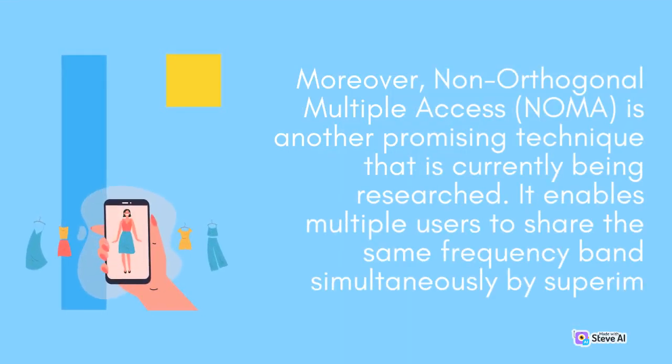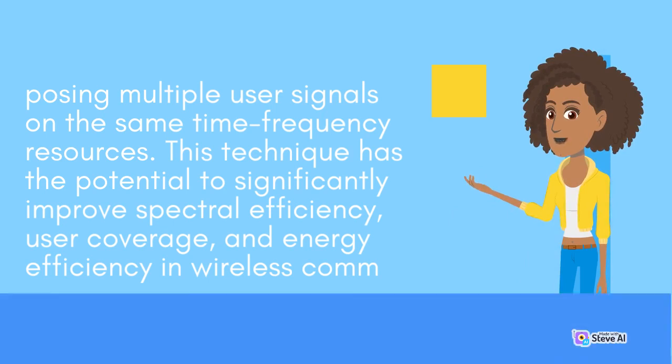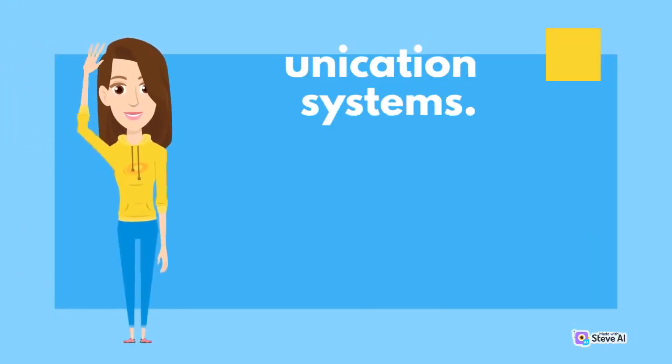Moreover, non-orthogonal multiple access (NOMA) is another promising technique that is currently being researched. It enables multiple users to share the same frequency band simultaneously by superimposing multiple user signals on the same time-frequency resources. This technique has the potential to significantly improve spectral efficiency, user coverage, and energy efficiency in wireless communication systems.